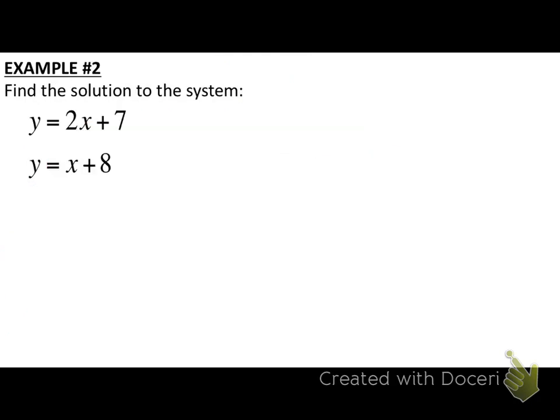This is a lot to take in. Let's try another one. All right, this is a great one for substitution because I have at least one that has y by itself. I see in the first equation y equals 2x plus 7. What does y equal? Y equals 2x plus 7. So wherever I have a y, I can actually use 2x plus 7. I'm going to substitute that in.